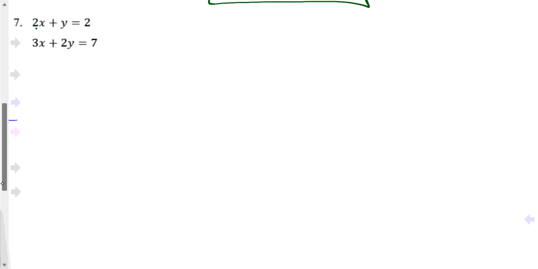As we look at number 7, we don't have matching coefficients with the x or with the y to begin with. So we need to do a bit of work. As we look at the two variables, it looks like it's going to be easiest to get matching coefficients for the y variables. So I'll label my equations 1 and 2, and then I'm going to take equation 1 and I'm going to multiply both sides by 2.